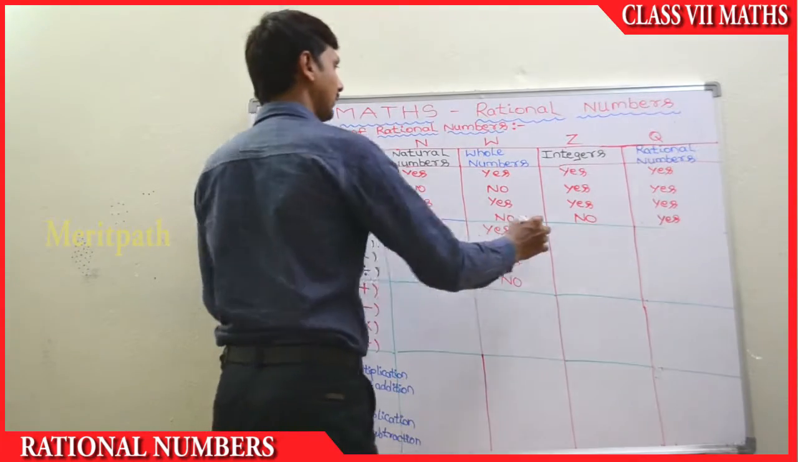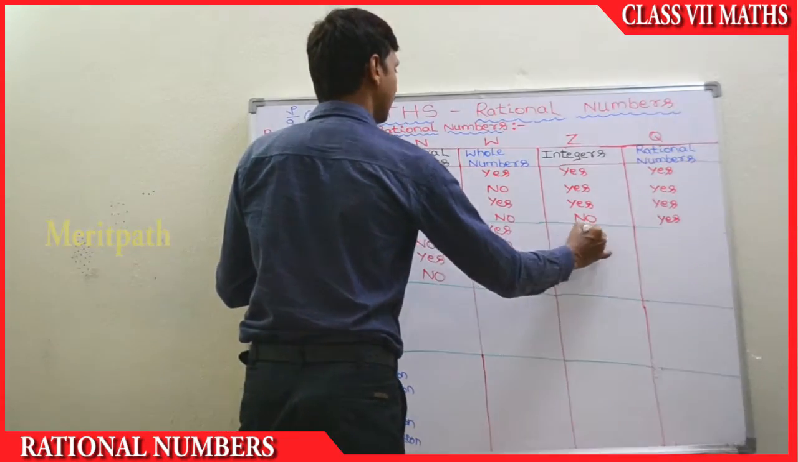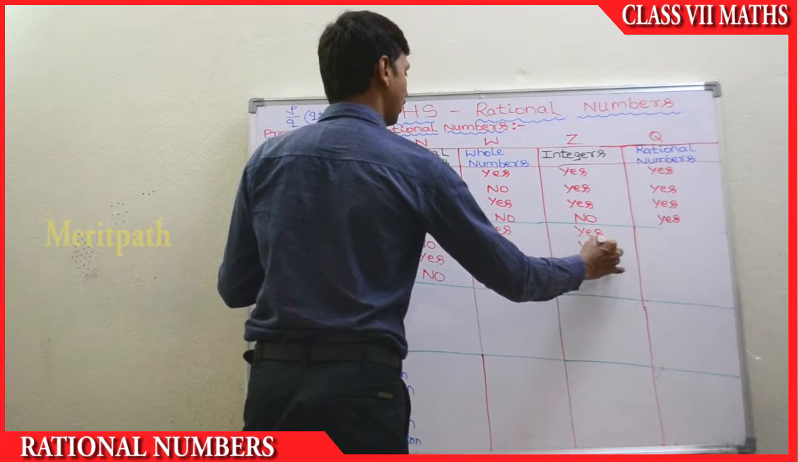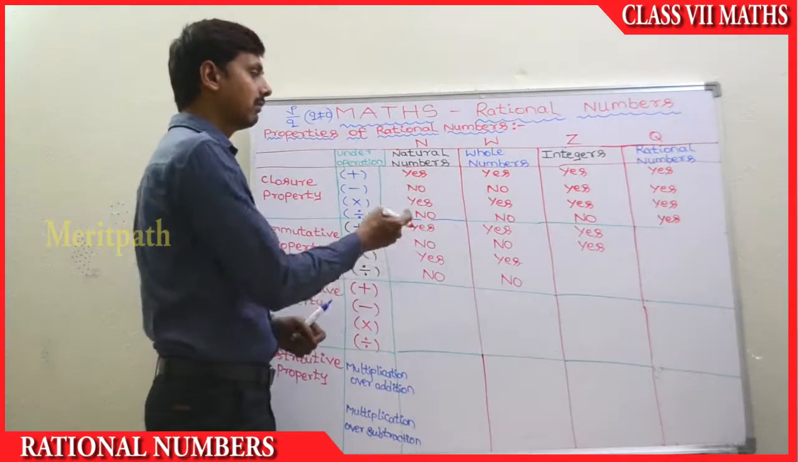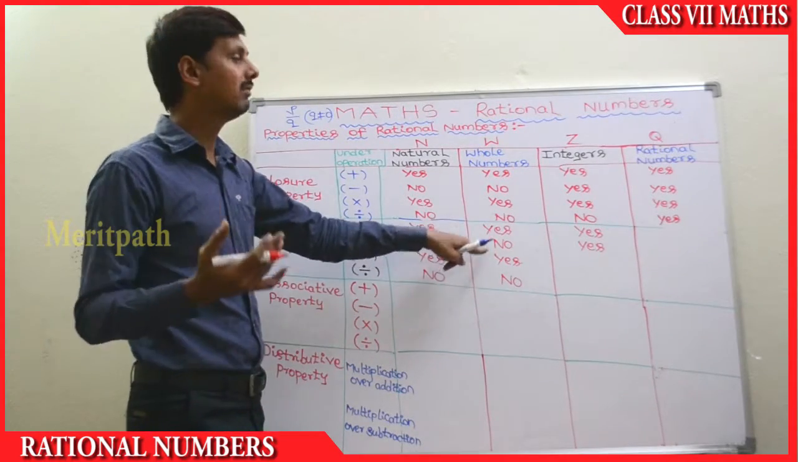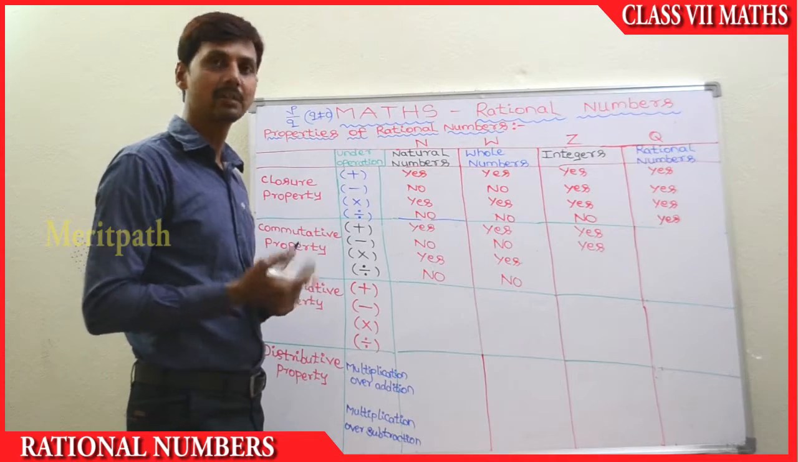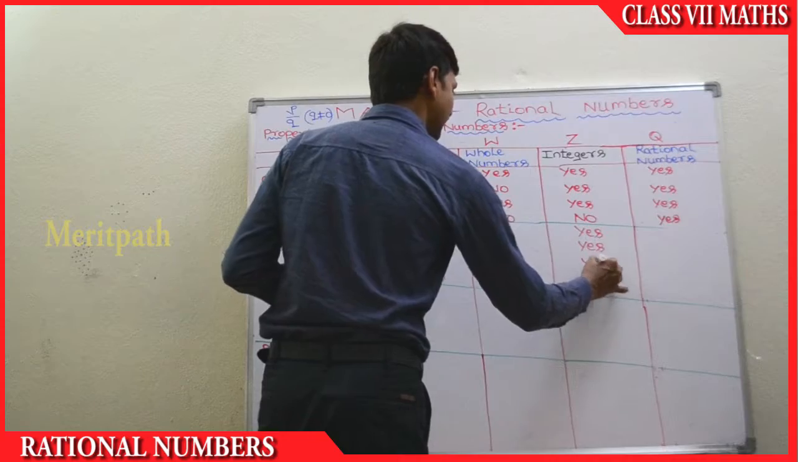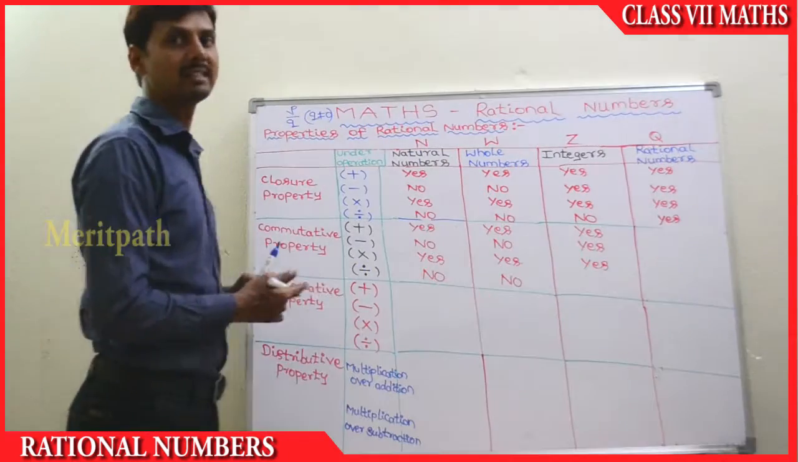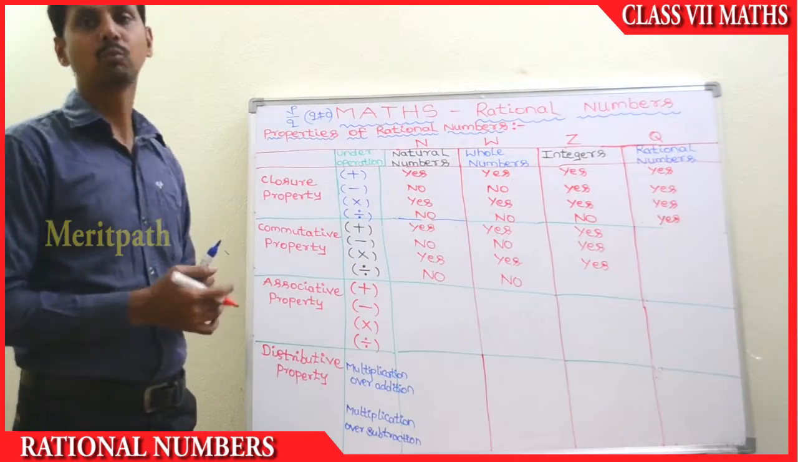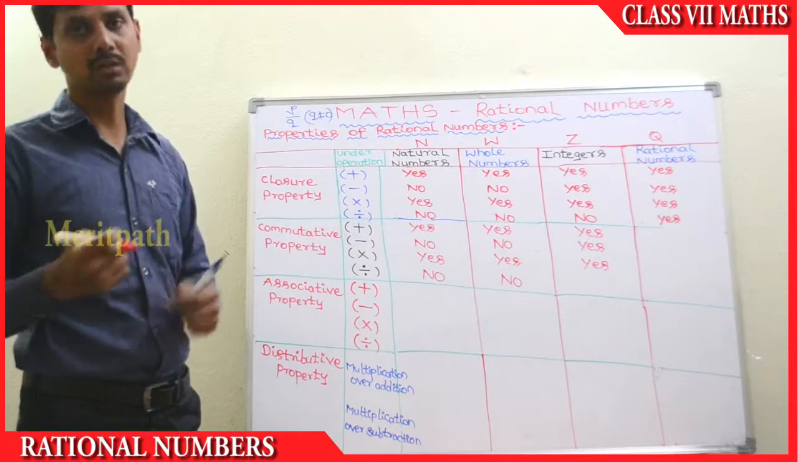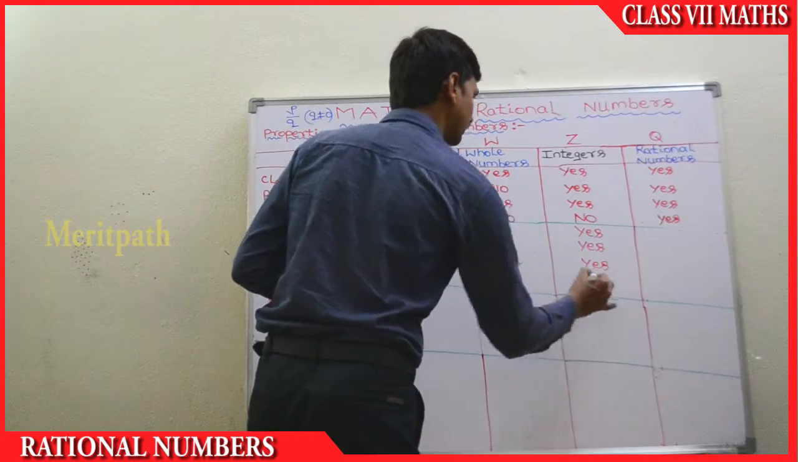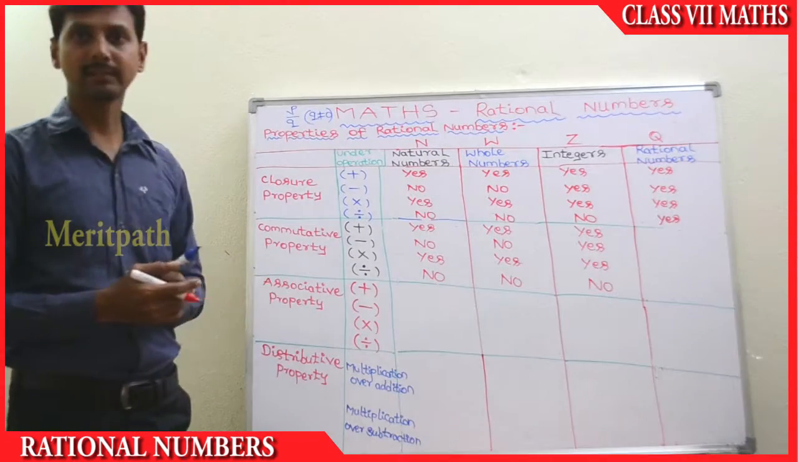Similarly, we write for integers. Integers, addition: yes, it's possible. And subtraction: yes, it's possible. When we take the example, we have done the whole numbers. Similarly, we take an example for integers, and it's possible. Multiplication: yes, it's possible. And division of integers, it's not possible because we take 1 divided by 2 and 2 divided by 1, which are not equal. So that's the reason it's not possible. No. Then we take rational numbers.